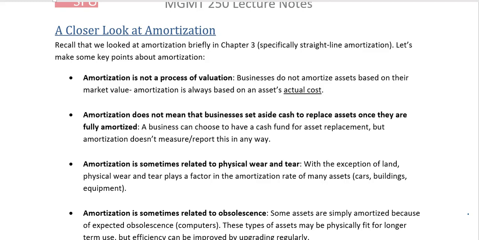Amortization is not a process of valuation. Businesses do not amortize assets based on their market value. Amortization is always based on an asset's actual cost.